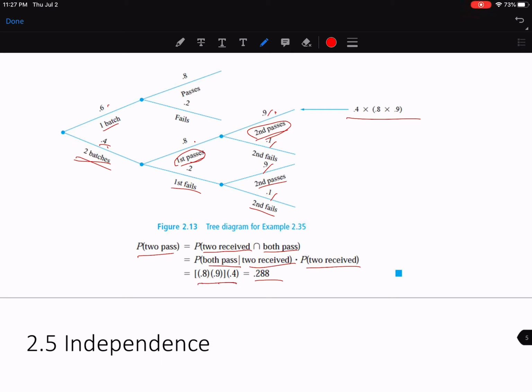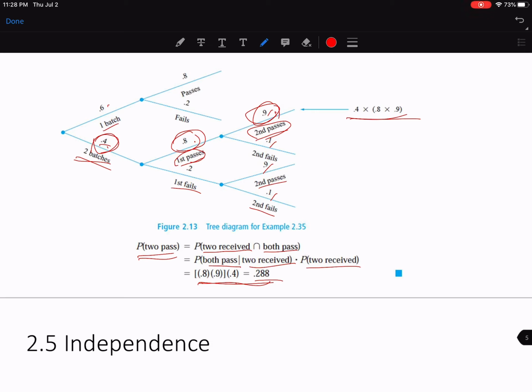Actually, we can get this answer directly from the graph, because we have 3 steps to get the 2 pass. The probability of the first step is 0.4, the probability of the second step is 0.8, and the probability of the third step is 0.9, and they're independent of each other. So if we want to find the probability of 2 pass, we just need to multiply them together. Okay.